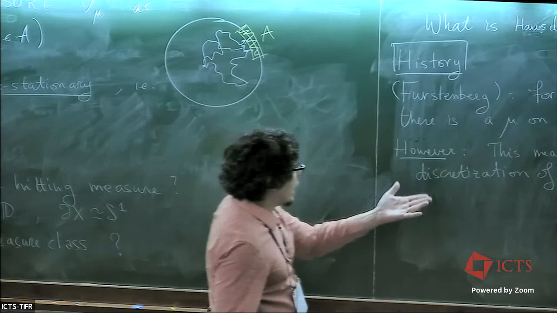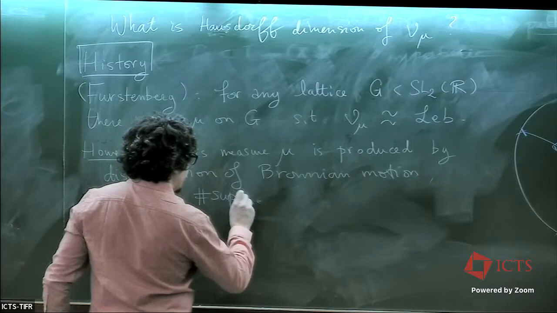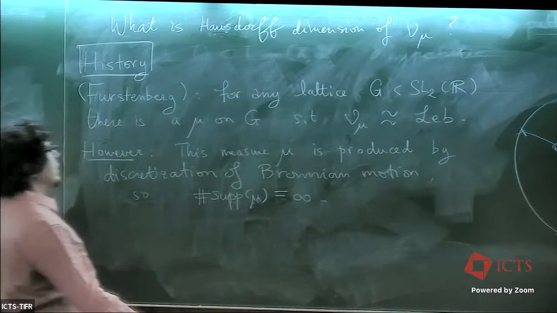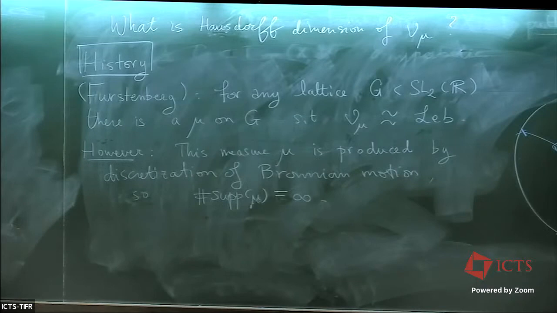However, the cardinality of the support of this measure would be infinite. So in some sense, it's not completely satisfying because we have this measure which is spread very, very far. It's not finitely supported. So what about finitely supported?